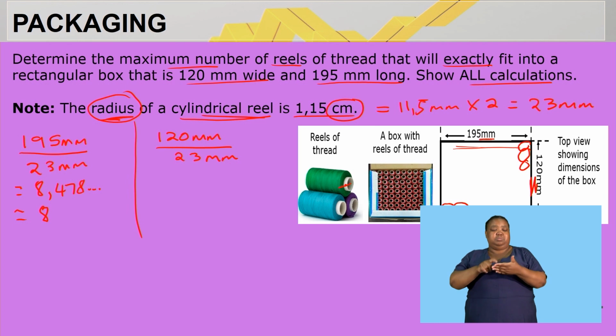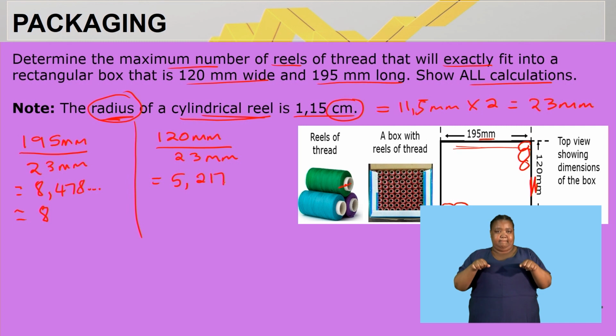So let's quickly type that in. 120 divided by 23. This will give us an answer of 5.217 followed by a few other digits. So therefore, remember, I need to round down. So that will give me 5. Guys, are we clear? Okay.